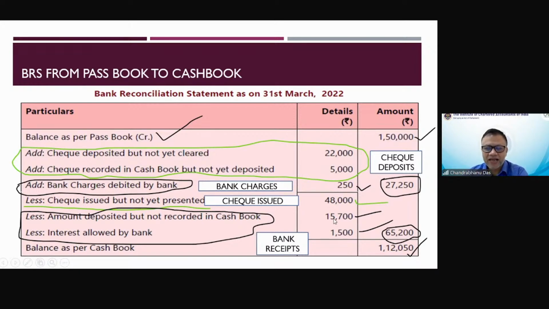So you took all those bank receipts, this amount deposited but not recorded in cash book, 15,700, and interest which is allowed by a bank. Both of them you have taken, and your balance is as per cash book. I hope it is clear to all of you. If you still have doubt, you can raise a hand.